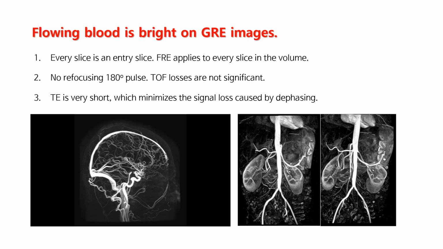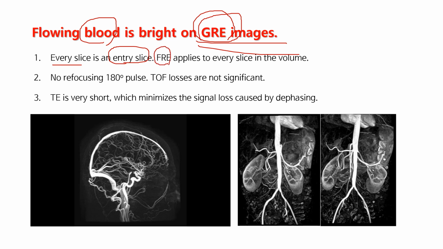This slide shows why we have a bright image for blood in the GRE sequence. Every slice, the entire slice in the GRE sequence, so the inflow effect applies to every slice and the volume. So we have a bright image for the flowing blood.